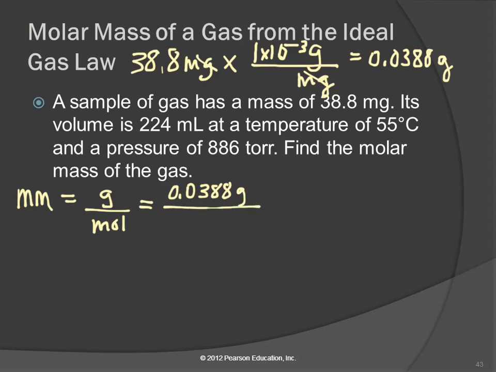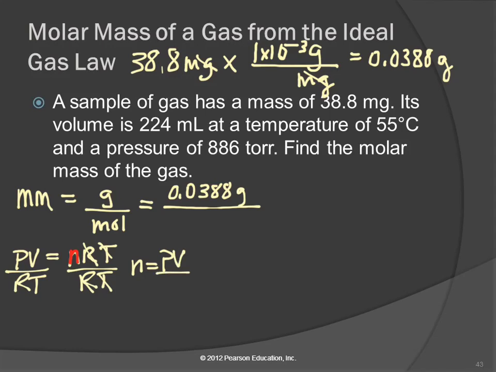We need to know the number of moles. Can we find the number of moles? Sure we can. You use the ideal gas law. So the ideal gas law says that PV equals nRT. Well, what does n equal then? We need the number of moles, so we need to rearrange this. We'll divide by RT over here, so those guys cancel out. We'll divide by RT over here. So n equals PV over RT.